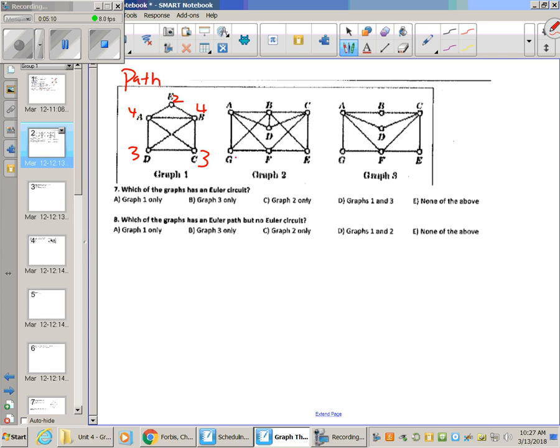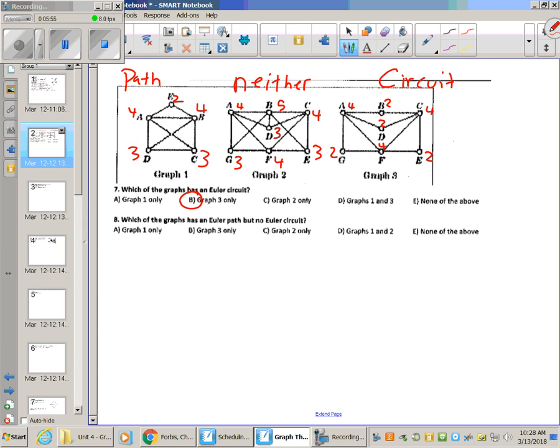Okay? This next one, this is 3, 4, 1, 2, 3, 4, 5, 4, 3, 4, and 3. Okay, so if we have more than 2 odds, so here we got 4 of them, then that means there is neither an Euler circuit or an Euler path. And then lastly, we got 2, 4, 2, 4, 2, 4, and 2. They're all even. That is a special graph. That means that we have an Euler circuit, and that's how we identify. Okay, so let's read through this. Which of the graphs has an Euler circuit? Well, that's only graph 3, so that's B.